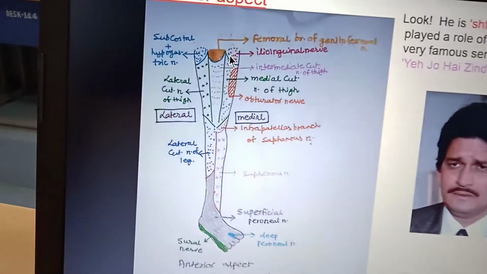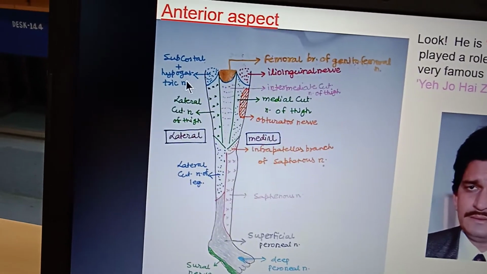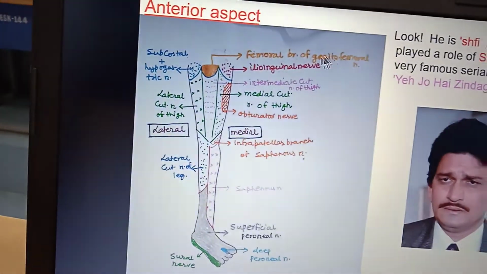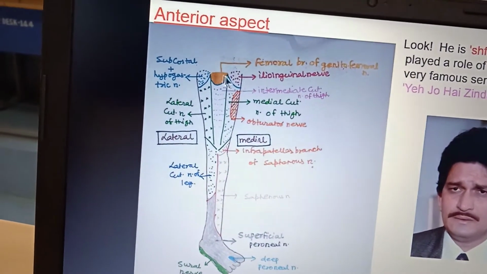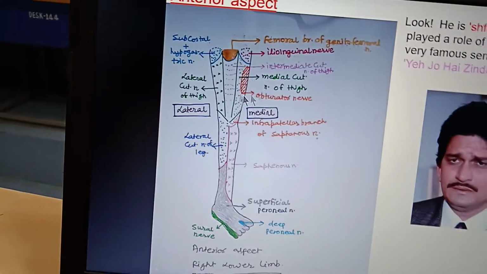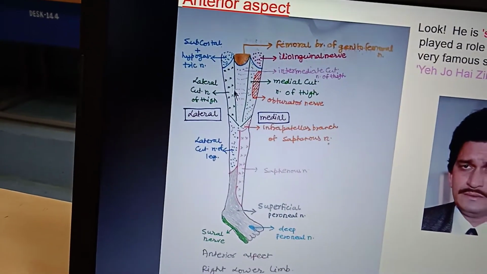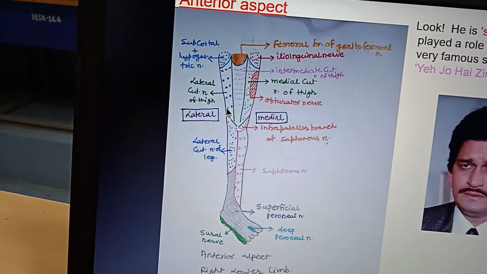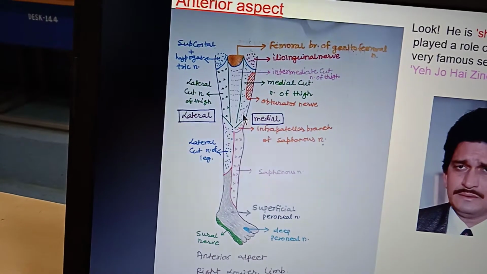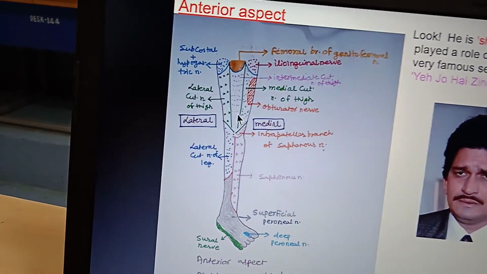Okay. So SH stands for subcostal and hypogastric nerve. F stands for femoral branch of genitofemoral nerve. I, ilioinguinal nerve. And now these areas are named according to their place: the one that lies laterally in the thigh is the lateral cutaneous nerve of thigh. This is medially in the thigh, so medial cutaneous nerve of thigh. In the middle, it is the intermediate cutaneous nerve of thigh.